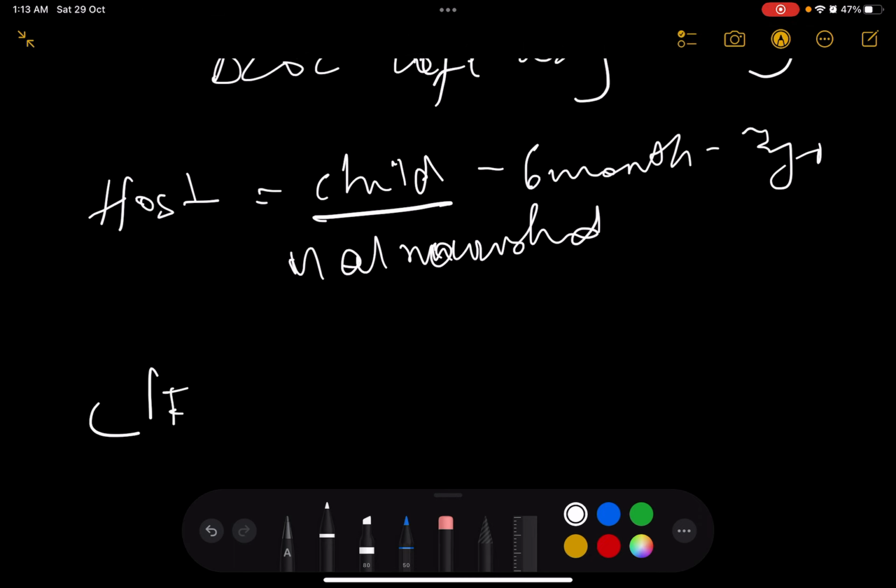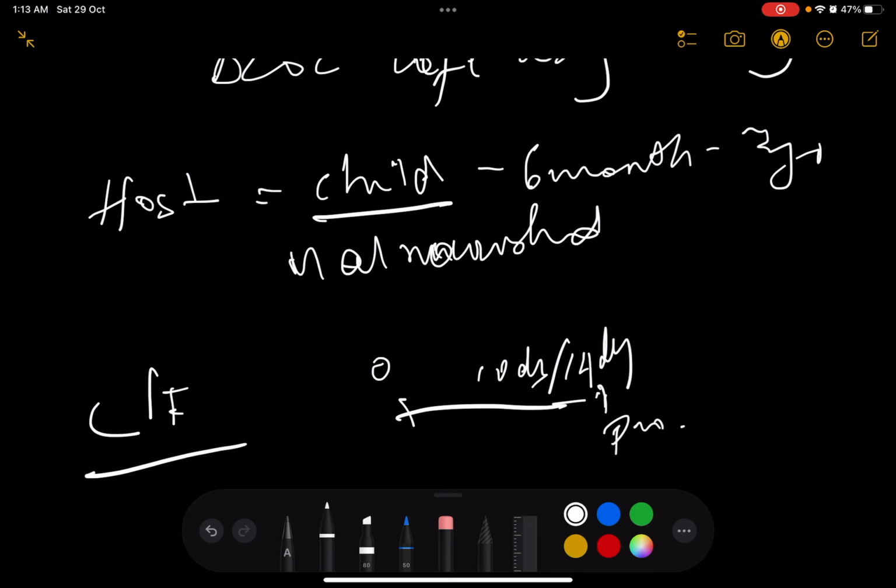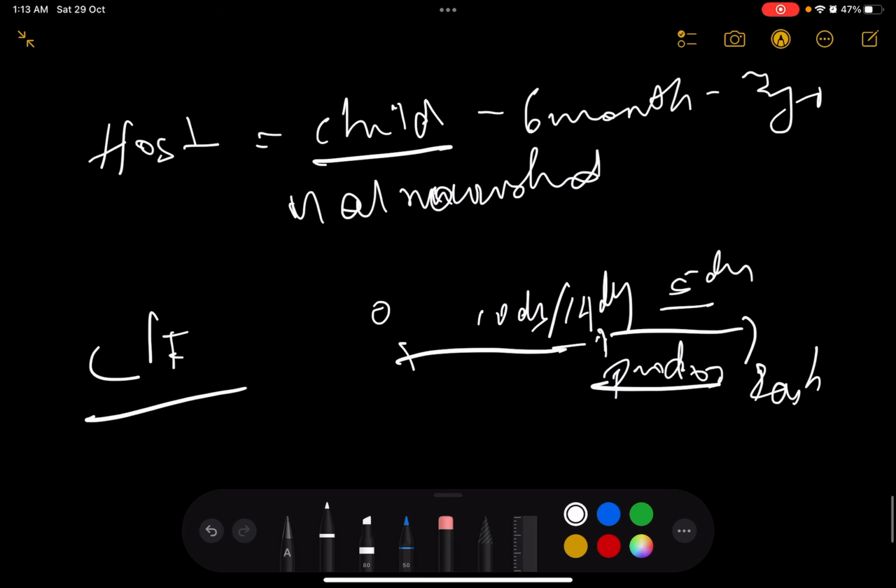Now, I just want to talk about the clinical features. Let's say a child has come to you and he's malnourished. So let's say you've got this disease at day 0. The usual incubation period is 10 days, but you can say also 14 days. Then you have your prodromal phase for another 5 days, where you have fever, diarrhea, and then you have a rash.